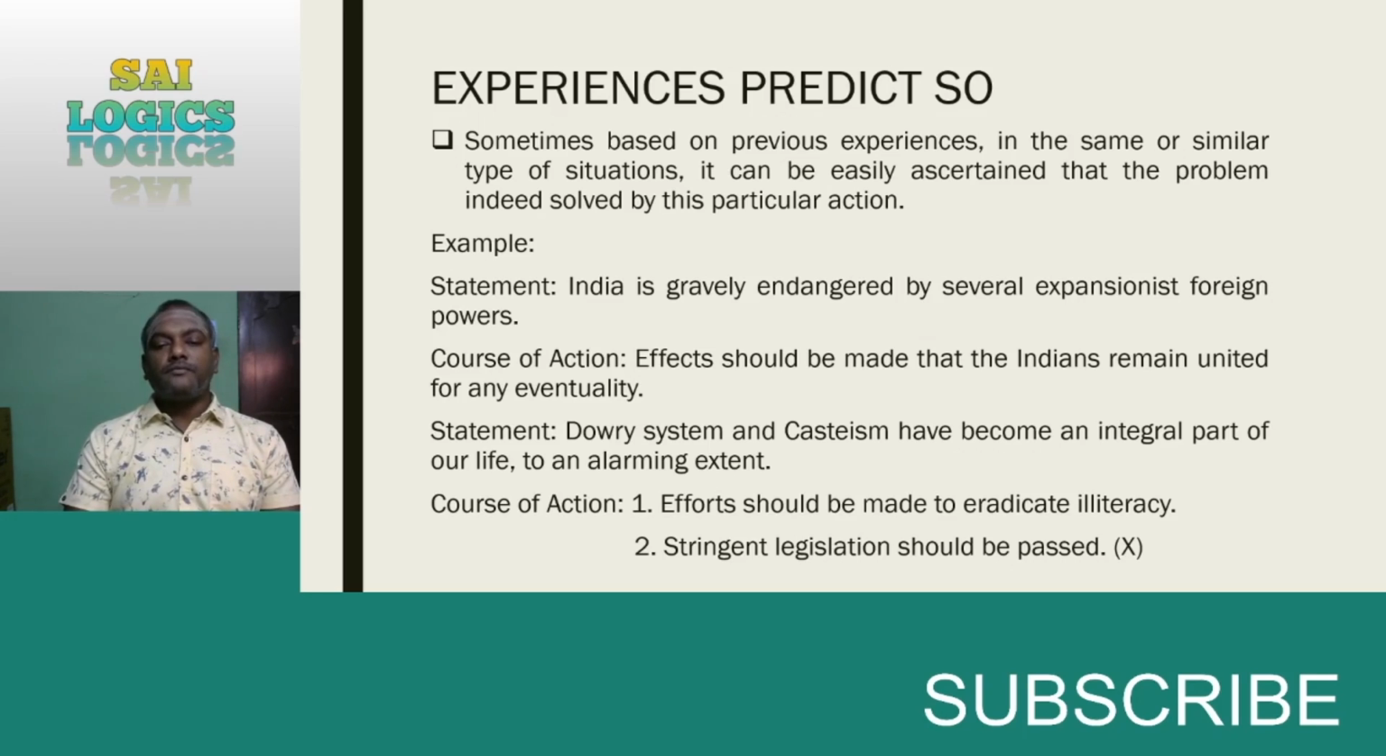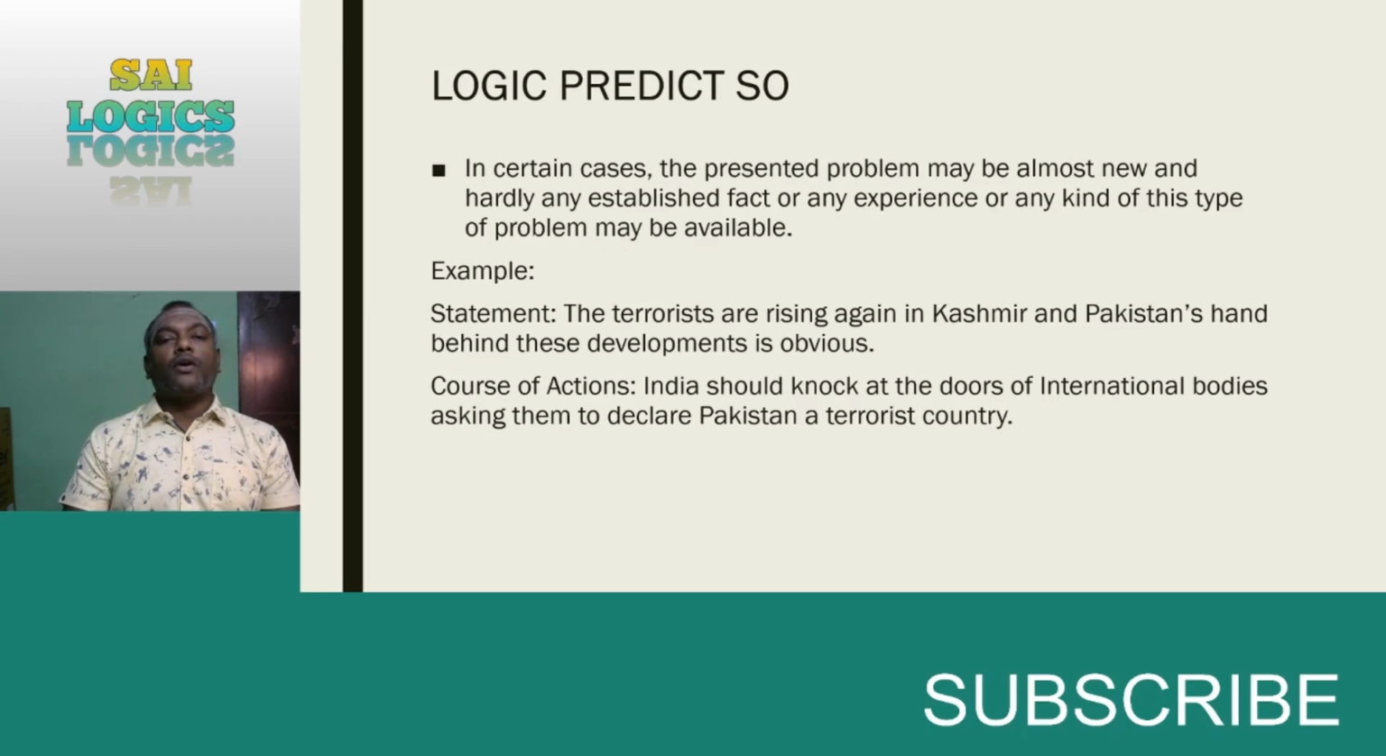And number two, stringent legislation should be passed. Even now, for dowry system and casteism, laws have been made in the constitution which are very strict, but still there is no control at all in the society over the dowry system and casteism. So when the laws are there and it has not been controlled, if you suggest the same thing, it will be useless. That is why option number two, though it may be related to the issue, is not a correct course of action. Third one, logic predicts so.